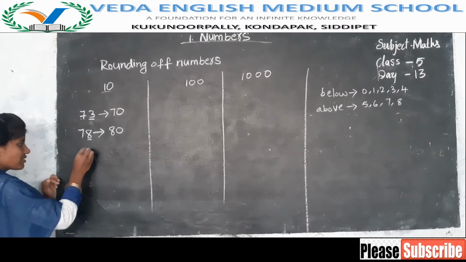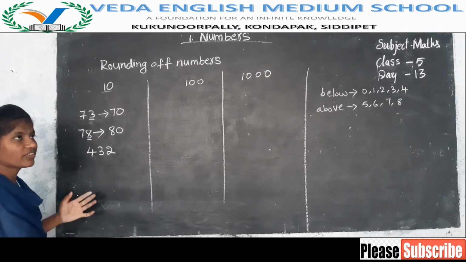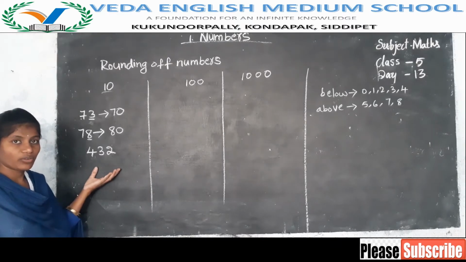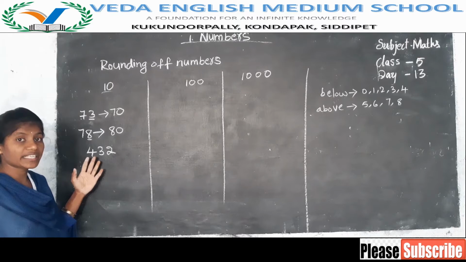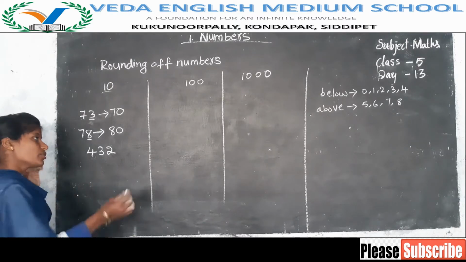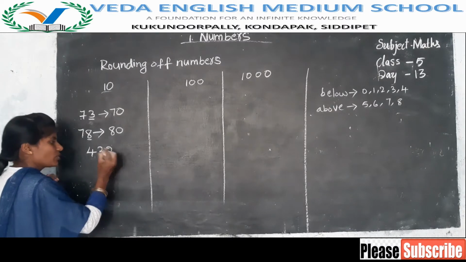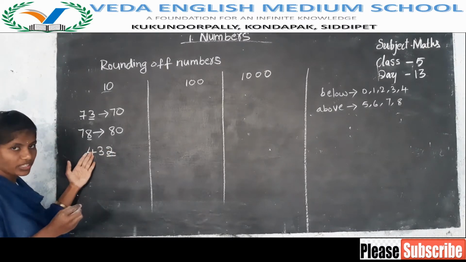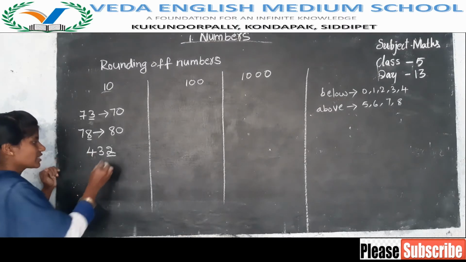Sometimes they will ask like this also, Nana. For example, they have given 432. Now round this 432 to the nearest tens. So which place value do you have to check? Here also, only the ones place you have to check. Leave this hundreds place. Don't think about the hundreds place. Then check the ones place.